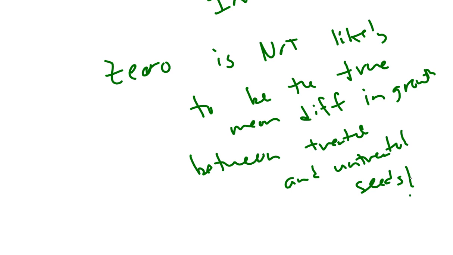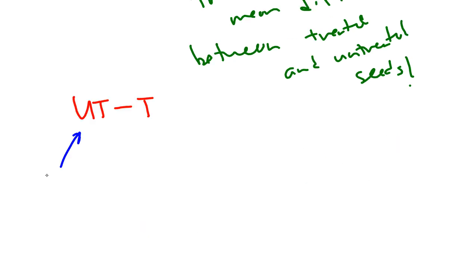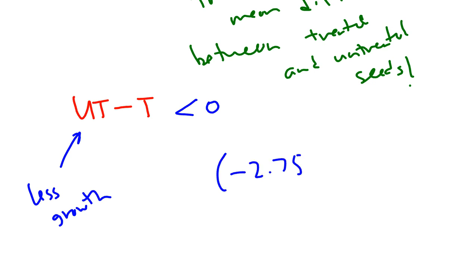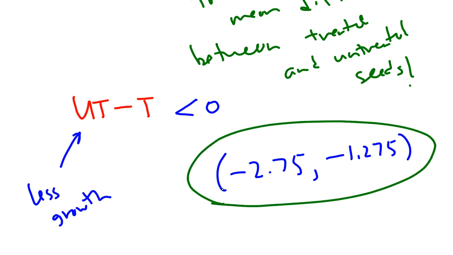So remember, in our case, in this problem, we did untreated seeds minus treated seeds. And this researcher expected these guys to have less growth, which would imply that this difference should end up being negative. And what we found out with our confidence interval is that we think the true difference is somewhere between negative 2.75 and negative 1.275. So if we think that the true mean difference of untreated versus treated is somewhere between these two negative numbers, that means that the true difference between them is probably negative, which means most likely the untreated seeds have less growth than the treated seeds.